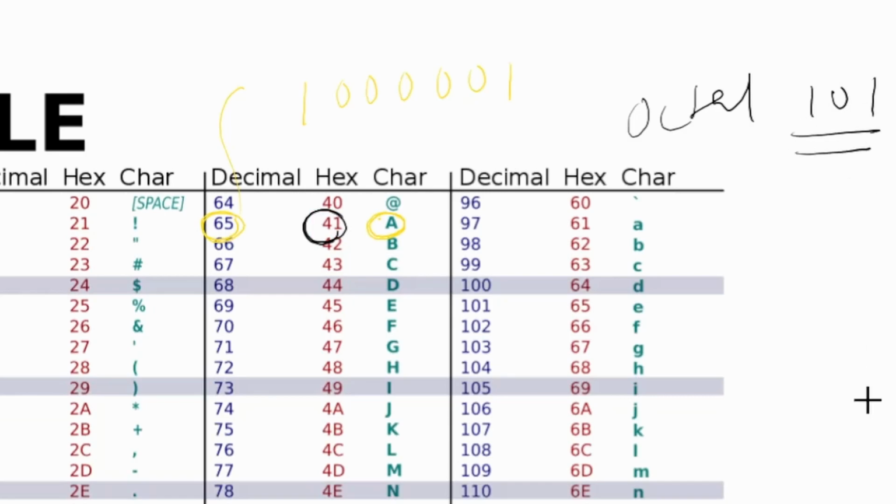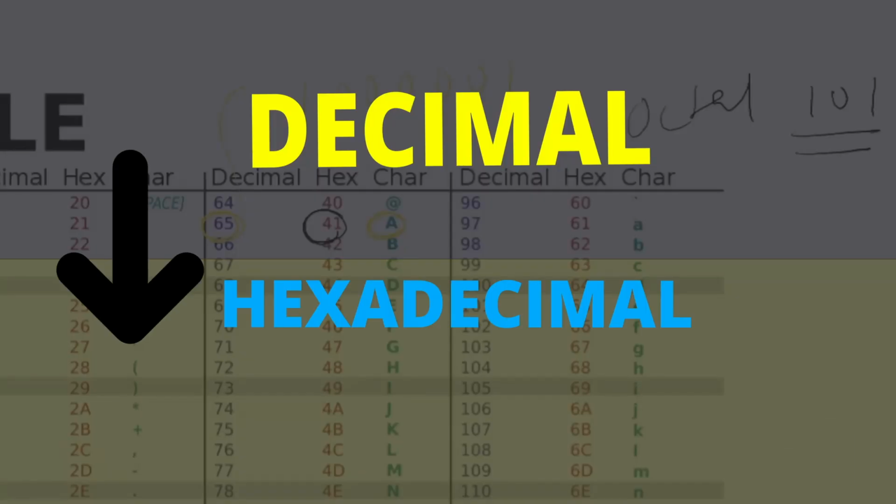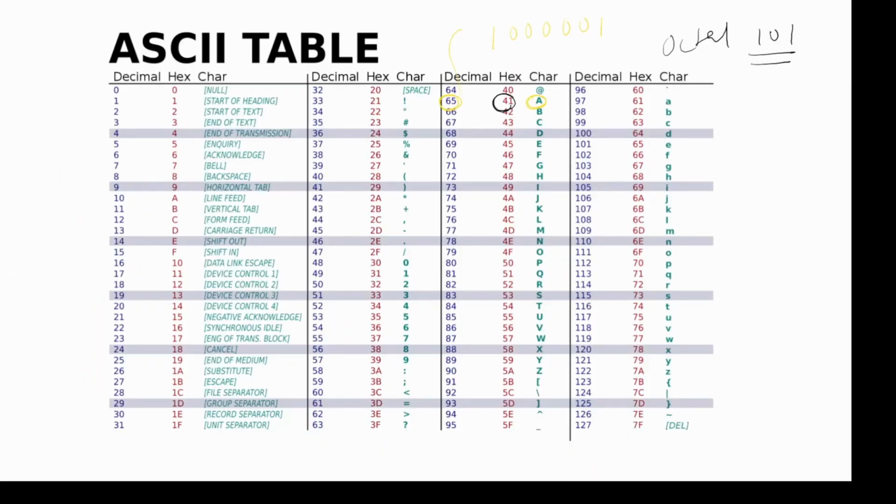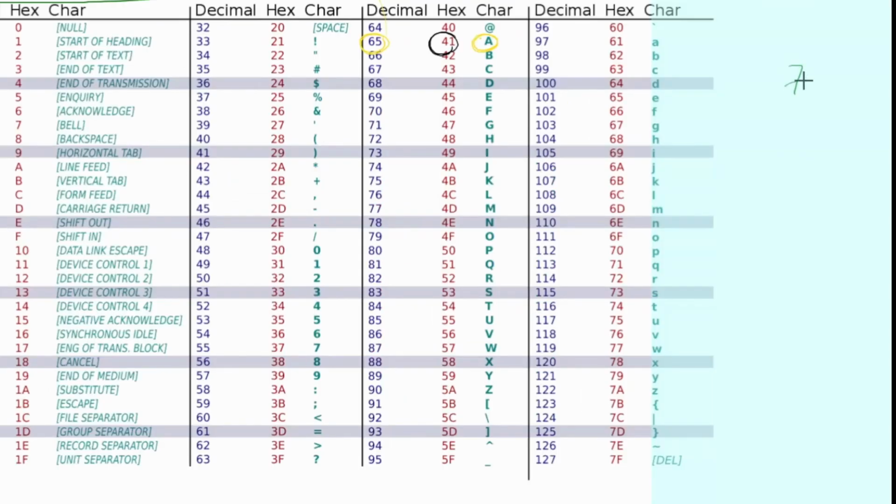In our subsequent lecture, we shall learn how to convert decimal to hexadecimal, decimal to octal, and vice versa. You may glance through this ASCII table to find the Unicode for the character of your interest. ASCII has a 7-bit binary code for each character, so it can represent 2 to the power 7, equivalent to 128 unique characters.